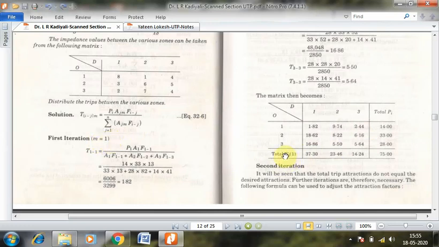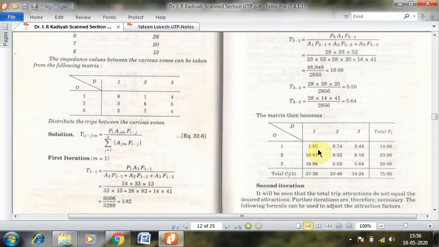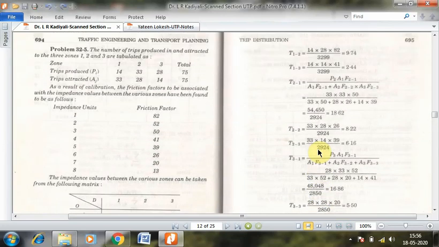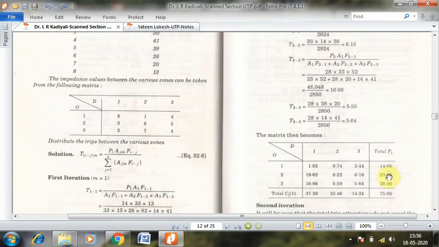So Cjm here is Cj1 because it's the first iteration. The summation of all the trips getting attracted to zone 1 is 37.30. Again, the summation of this is 23.46, and then the summation of these is 14.24. On the other hand, the total Pi is 14, 33 and 28. Now this is the Aj values that have already been given, and you will have to write it here. The sum total again is 75.